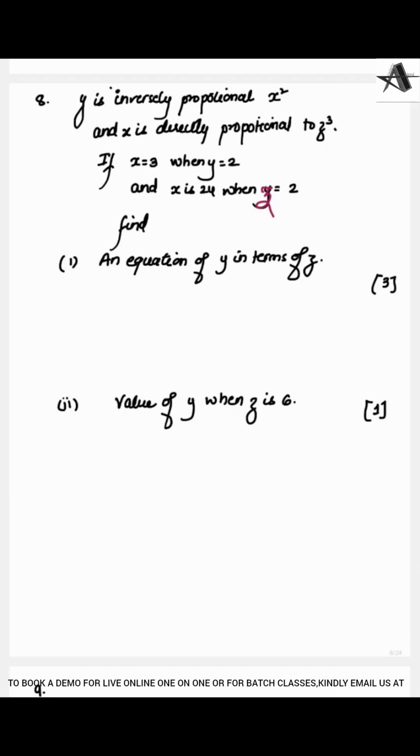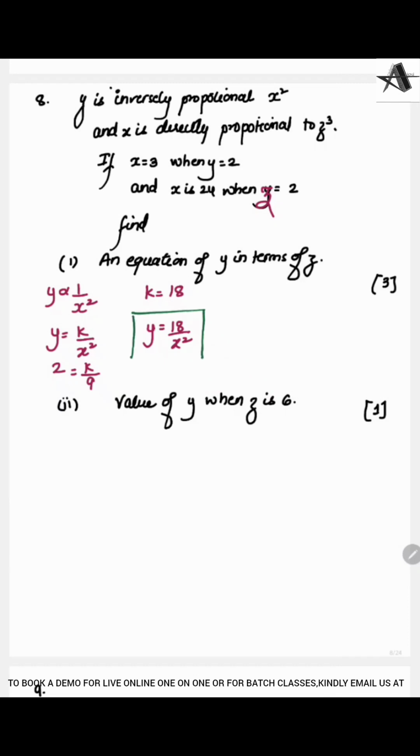Okay, so they have given a relationship between y and x squared. So y is inversely proportional to x squared. That means y is equal to k over x squared. We have to introduce a constant there. They have given that when x is 3, y is 2, to get the value of the constant. So when x is 3, k over 3 squared, which is 9, equals y, which is 2. From here I get k is equal to 18. So my final equation is y is equal to 18 over x squared. This is my first equation, which is in terms of y and x squared.